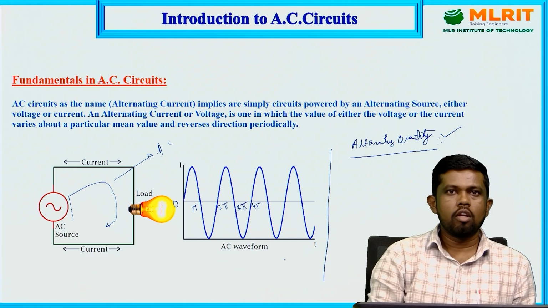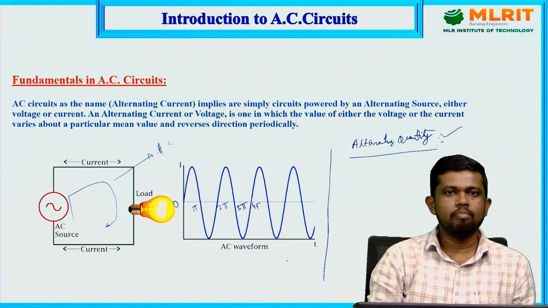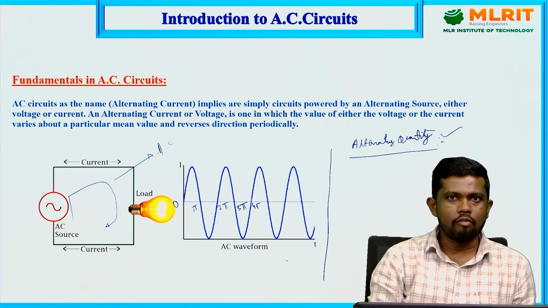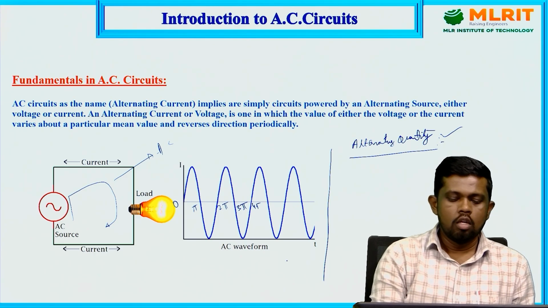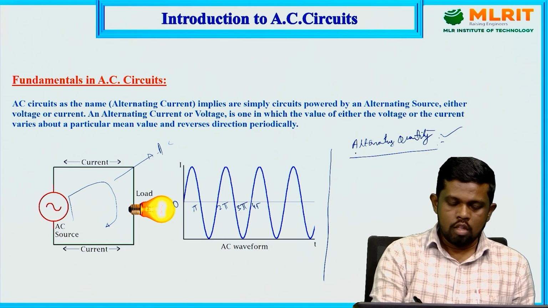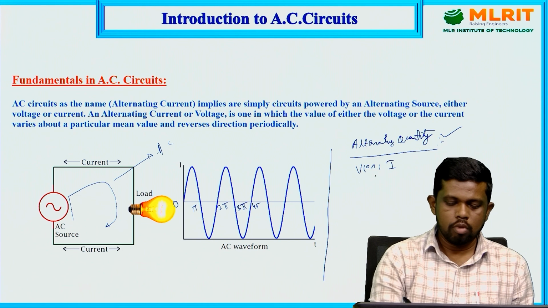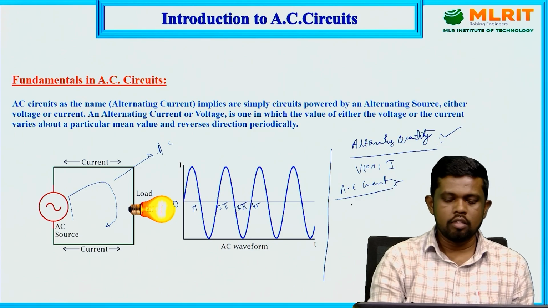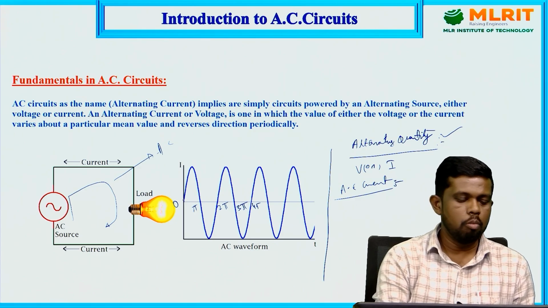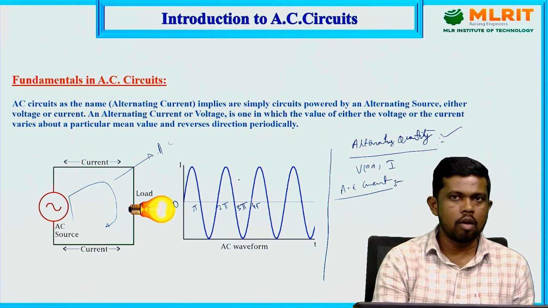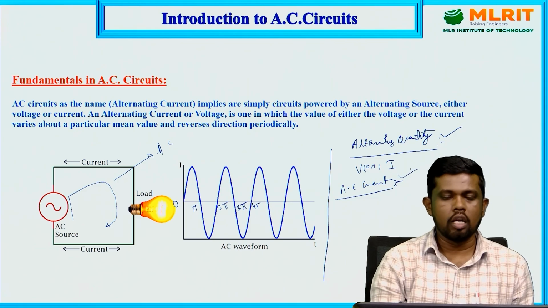Simply said, the alternating quantity is a voltage or current which changes its polarity and magnitude at a regular interval of time. That's simply called an alternating quantity. In this we have considered either voltage or current. First the AC current: it is a current which changes its polarity and magnitude at a regular interval of time. It's simply called AC current.